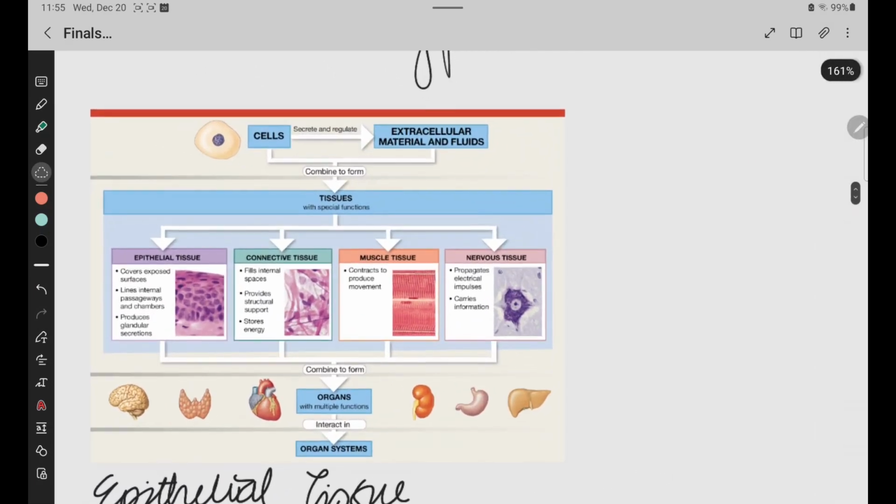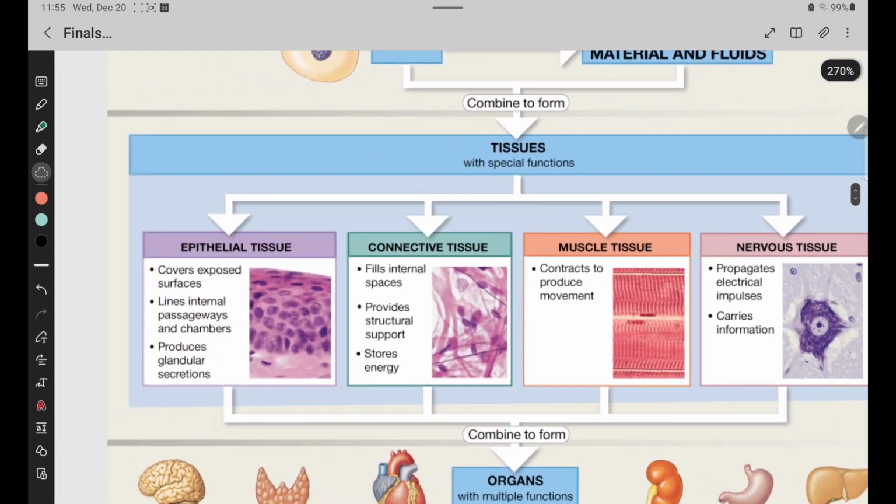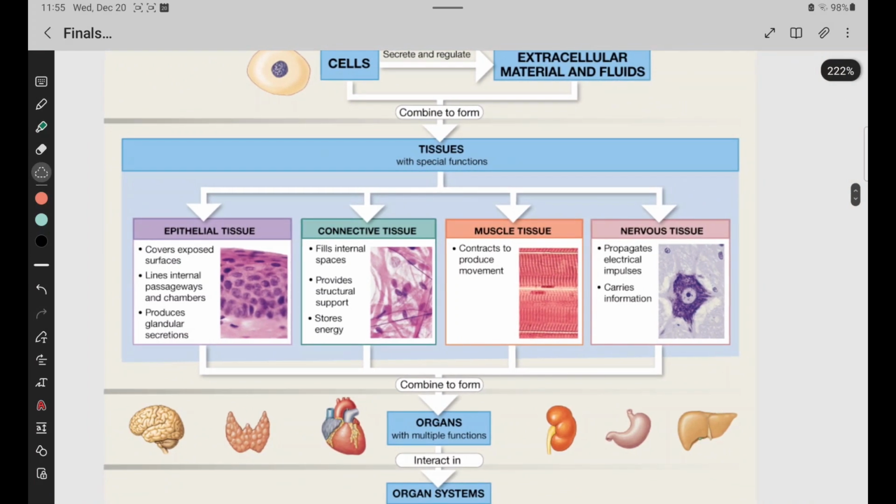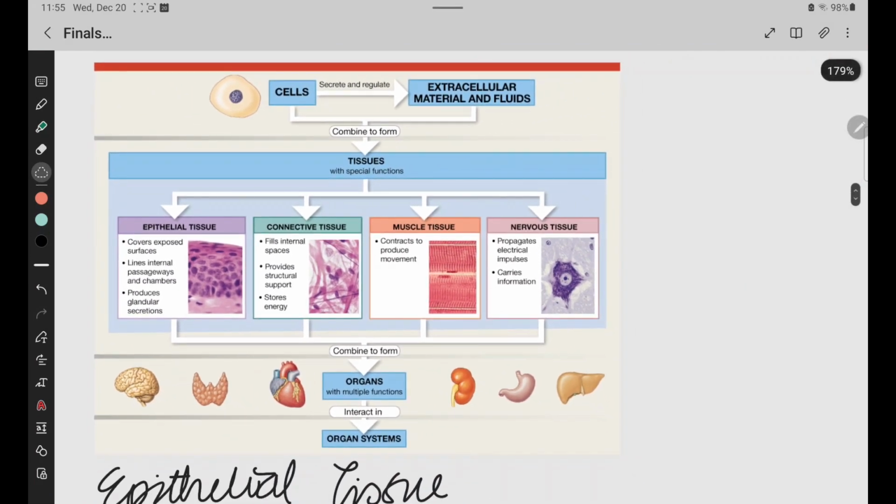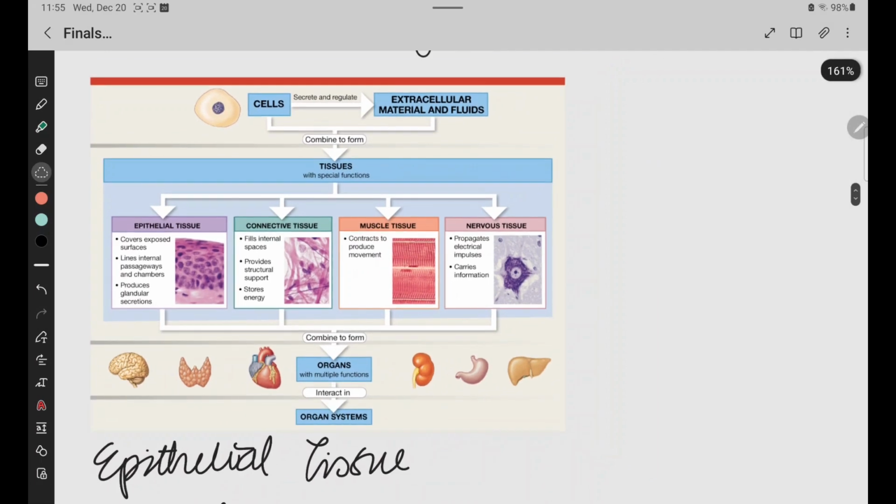So basically, tissues come in 4 different types: epithelial, connective, muscle, and nervous. My way of remembering it is epithelial covers surfaces. It covers your skin. Basically, it's seen on the surfaces of your body and lining vessels and internal passageways. Epithelial covers surfaces.